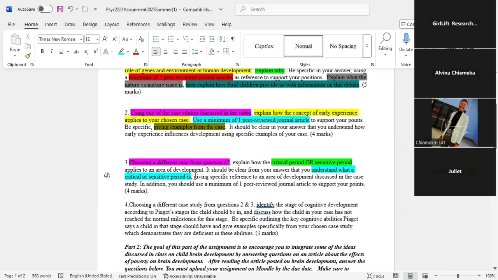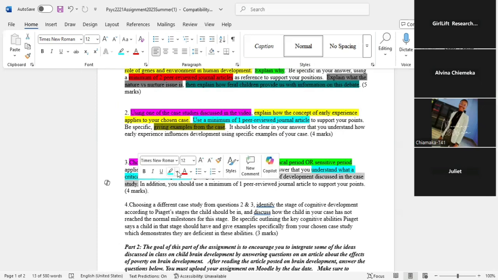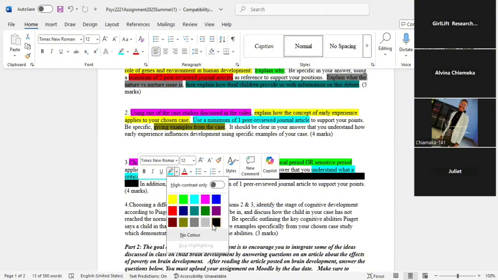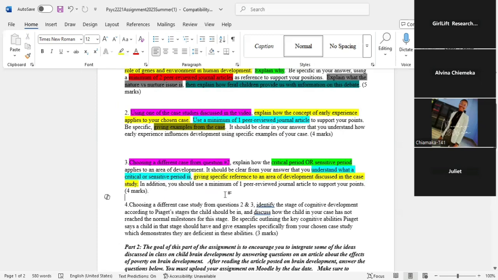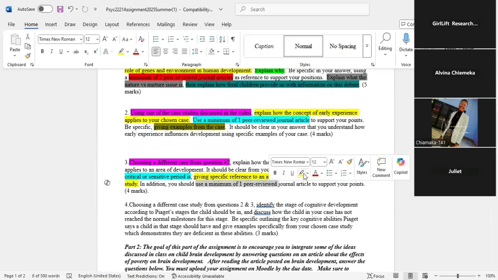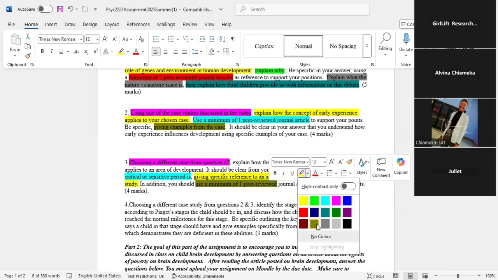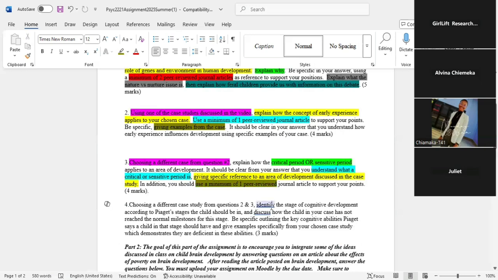So you have to give a specific reference to the area of development in the case study. Okay, so highlight that too. Yes, please. Then a minimum of one peer-reviewed journal article, just as a guide. Okay, that's nice. So that's all. Any additions, Juliet, Chiamaka, do you have any thoughts? Do you think she missed out anything?